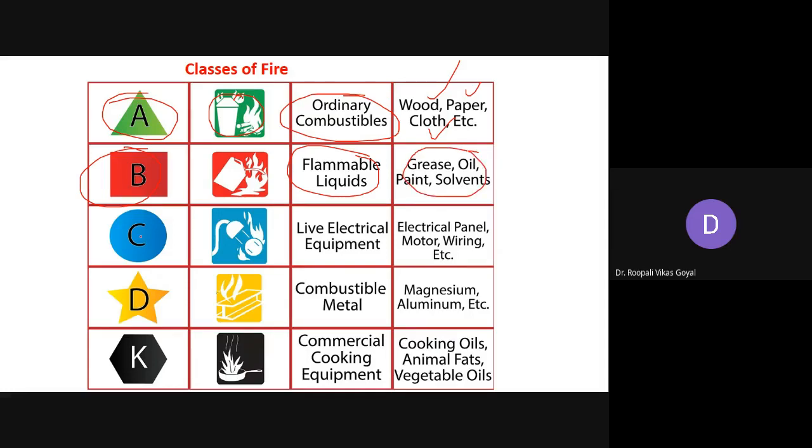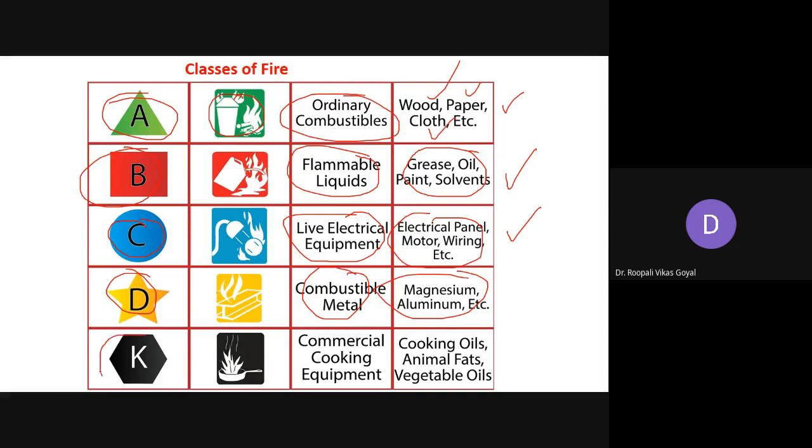Then C class of fire is mainly related to electrical appliances or live electrical equipment like an electrical panel, motor or wiring, etc. So this is due to electrical, this is due to oil or flammable liquid, and this is due to normal combustible materials, wood, paper, etc. Then D class of fire is due to combustible metals that can easily combust, like magnesium, aluminum, etc. So that is due to metal.